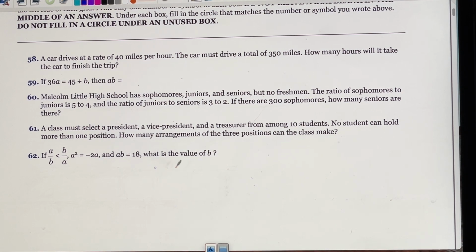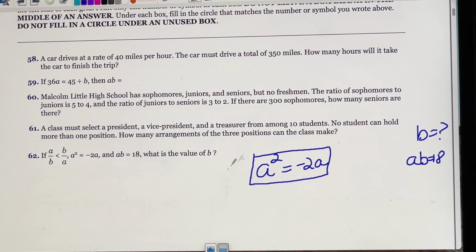62. Well, a squared equals negative 2a, right? And we want to find the value of b. What does b equal? And we know that a times b is 18. So those are the 3 things. So now, from this, you have to figure out what a is. So the trick here, for me at least, is to rewrite a squared as a times a. That's what a squared is, right?